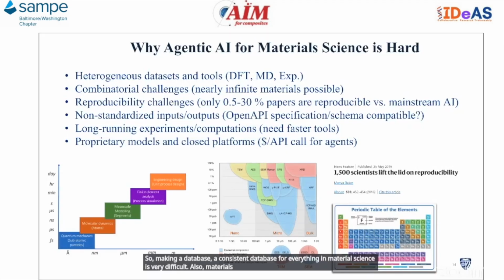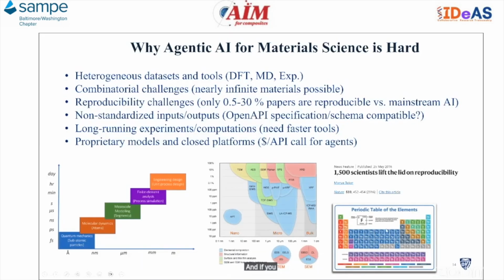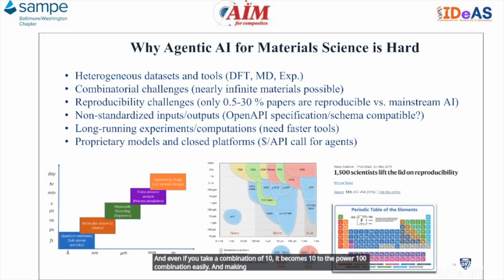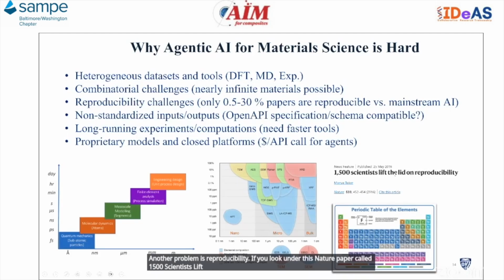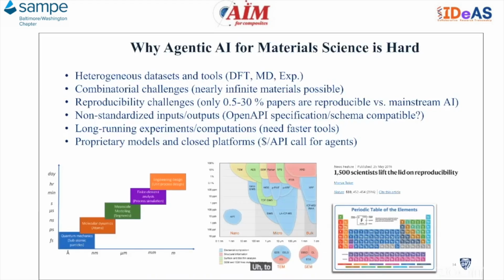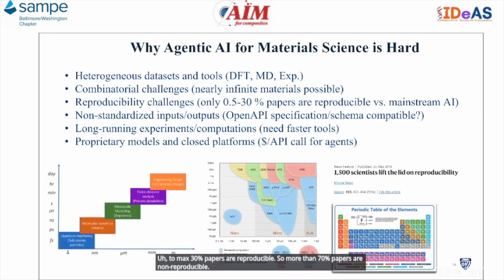Also, materials are nearly infinite. If you look into the periodic table, 100 elements, and even if you take a combination of 10, it becomes 10 to the power 100 combinations easily. And making a database of such a huge number of materials is just out of reach. Another problem is reproducibility. If you look into this Nature paper called 1500 Scientists Lift the Lid on Reproducibility, you'll see that only 0.5% to max 30% of papers are reproducible. So more than 70% of papers are non-reproducible, which is a challenge. So if it's not reproducible, your data may not be super useful, right?